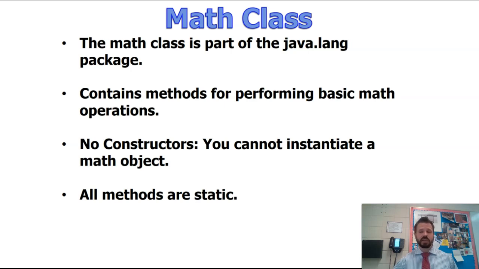And the reason for it, like the class name, Math, it contains methods for performing basic math operations. Okay, so very similar to the String class, it's there for you already, part of the standard package, and there to do a purpose. In this case, it's math. Now, unlike the String class, with the Math class, there's no constructors. So you cannot instantiate a Math object, which also means that all methods are static. They're not performed on an individual Math object. They're performed from the class itself.